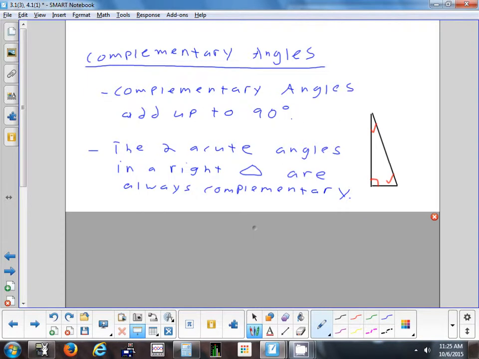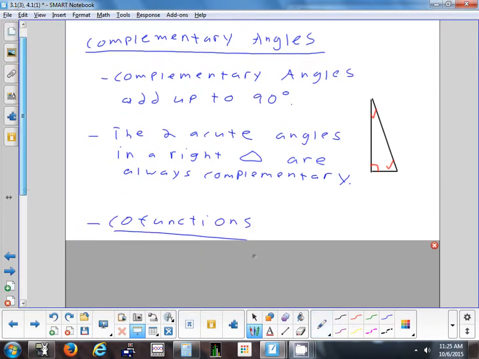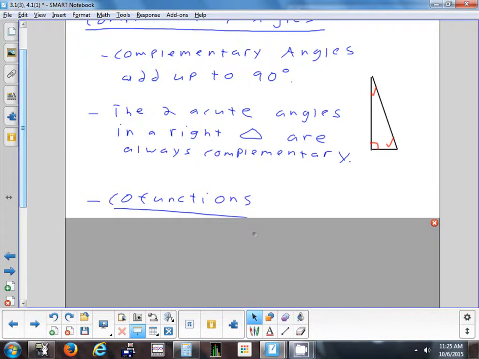All the angles do add up to 180. So why do these two checked off have to add up to 90? I already used 90 for the right angle. If they're all going to add up to 180, that only leaves 90 left for the other two. So the other two angles in a right triangle are always complementary. They always add up to 90. Hang on to that thought for a minute. Complementary angles, I'm going to come back to it.